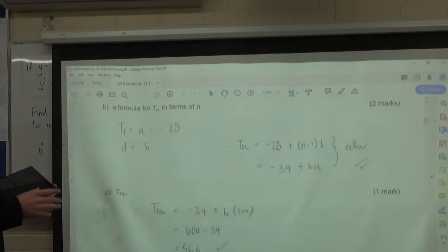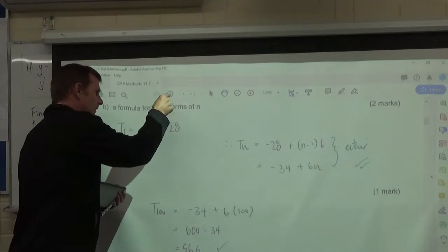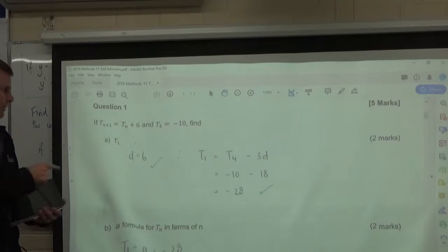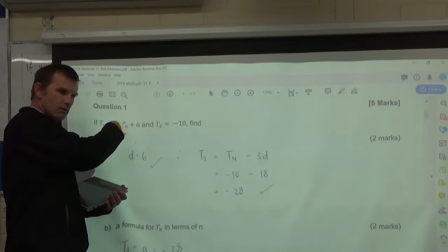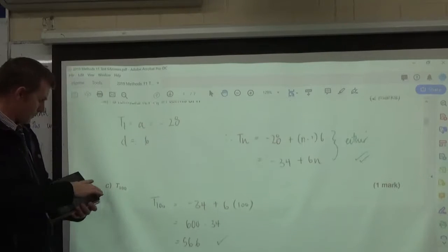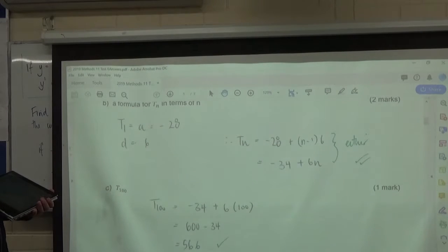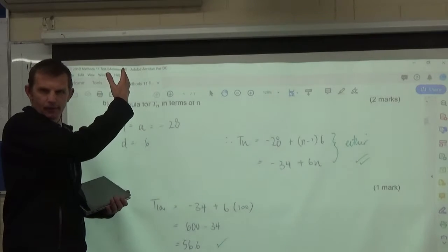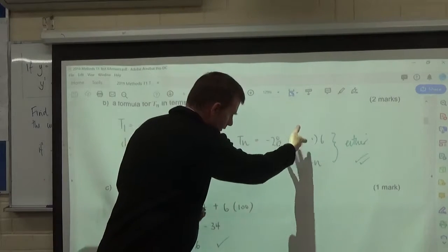Easy. A formula now, T_n in terms of n, that's saying non-recursive. This formula up here was a recursive formula. It's asking for the non-recursive version of it. And there we go for it. We already knew our starting term and we knew the difference. So we had all the info from upstairs. We just needed to put it together.